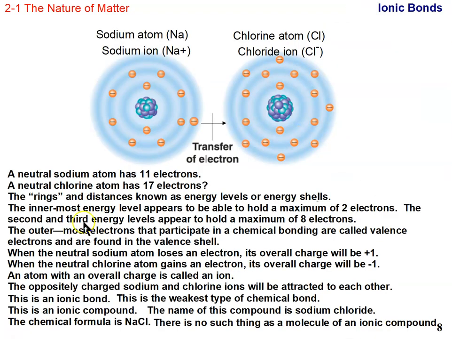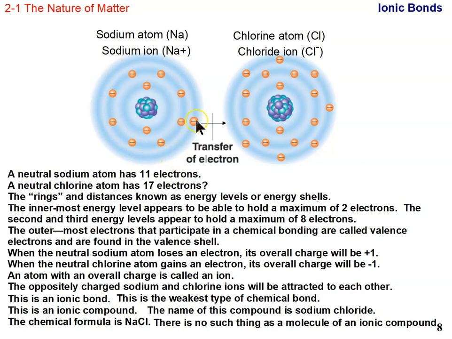Before we go on, I forgot to point out that the reason that chlorine will take an electron from sodium is that it wants to fill its outer valence shell. It wants to have 8 electrons in its outer valence shell. It will feel more stable with 8 electrons in its outer shell. Sodium, on the other hand, doesn't mind losing its 1 electron in its outer energy level, or energy shell, because it would also like to have 8 in its outer energy shell.